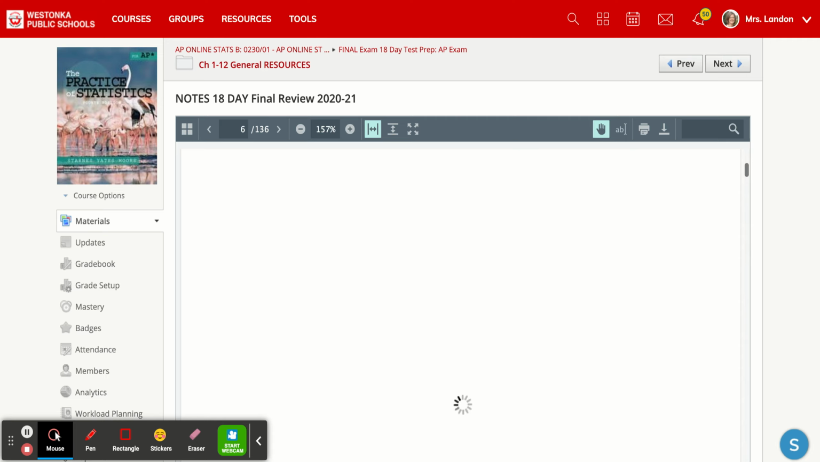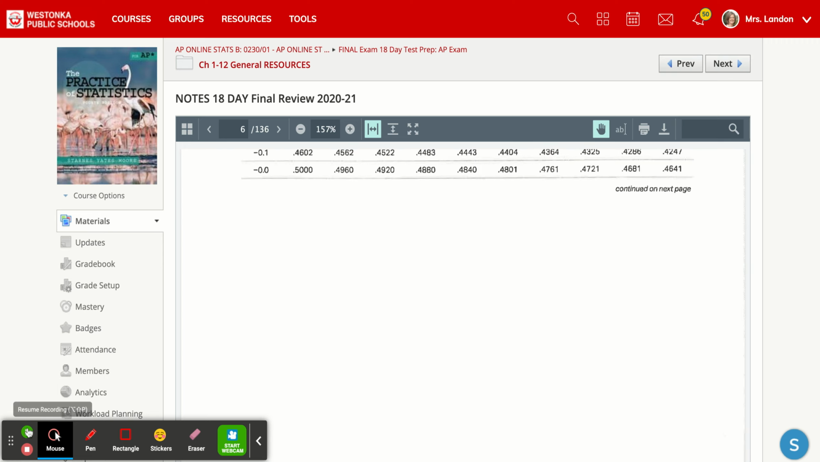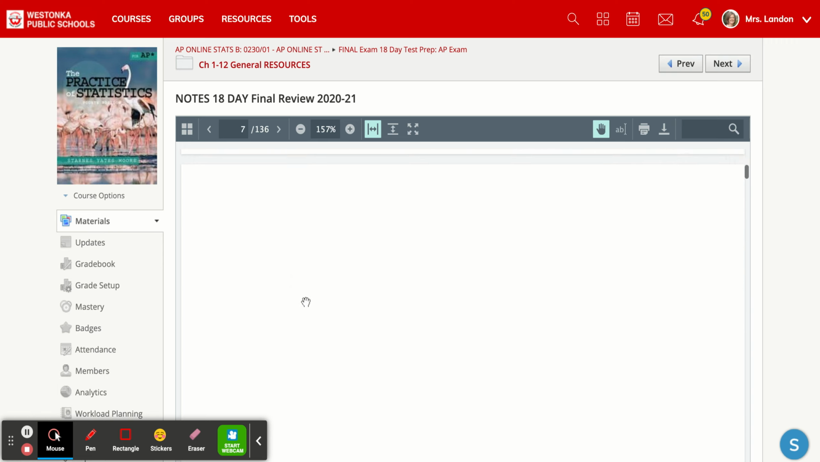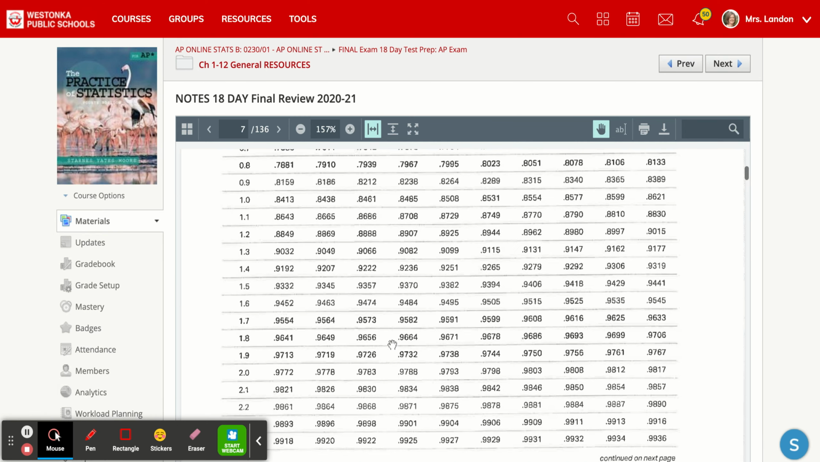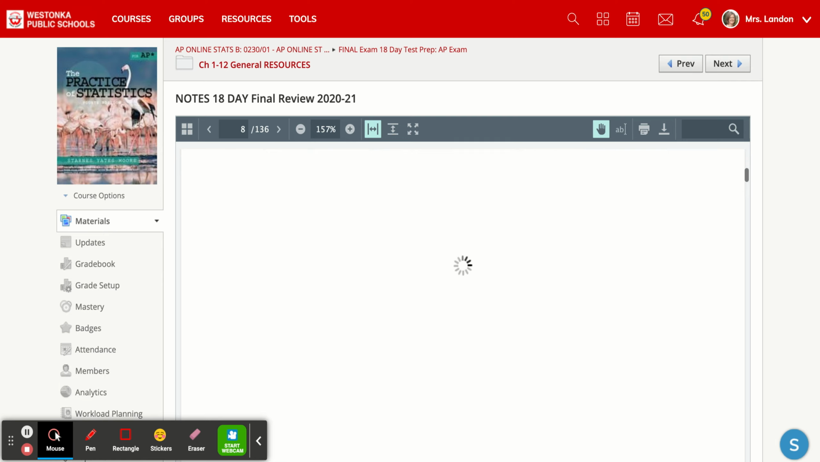These first 2 pages are going to give you the negative Z-scores. And then you're going to come up to the second set of tables here that are going to give you the positive Z-scores. So this here, again, feel free if you're comfortable with the tables, use them. I don't. I prefer the calculator.